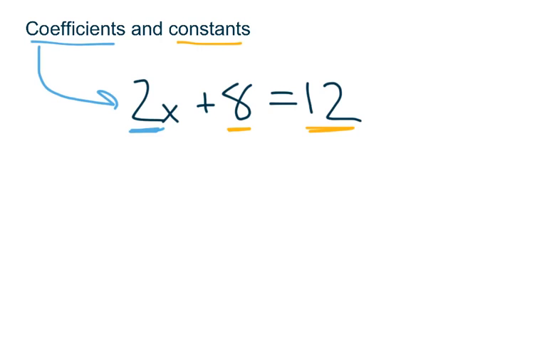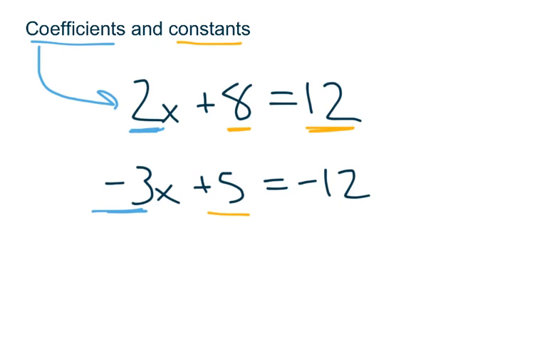And let's just throw out some different examples. Let's put some negative signs in here. So let's now say we have negative 3x plus 5 is equal to negative 12, or something like that. The negative 3 is our coefficient, our 5 is a constant, and negative 12 is also a constant.